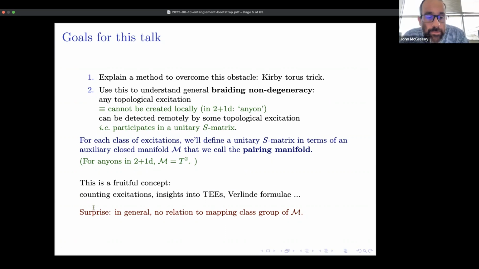And one surprise, to answer a question that Nadia asked me quite a while ago, is that in general there's no relation between these S matrices that I'll define and the mapping class group of the analog of the torus here. Only in special cases is there such a relation. Okay, so that's the preview.